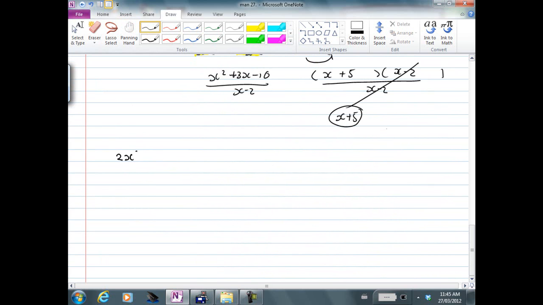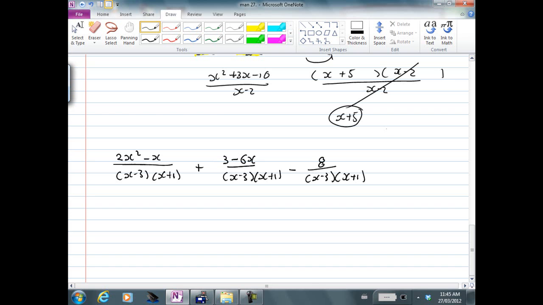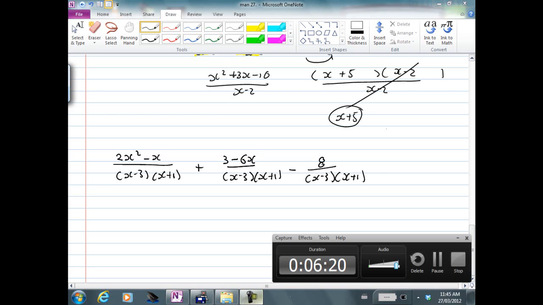2x squared minus x over x minus 3, x plus 1, plus 3 minus 6x over x minus 3, x plus 1, minus 8 over x minus 3, x plus 1. Your job is to do two things: simplify and restrict. I'm going to pause it.